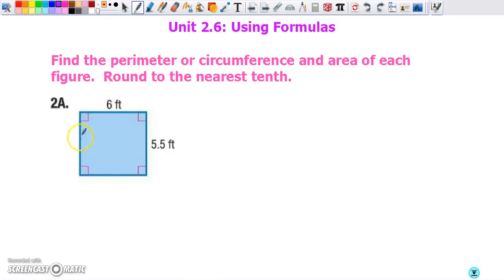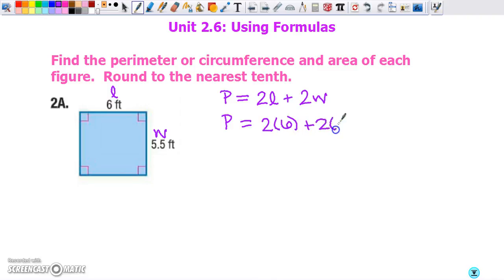So here's our first example here. We have a rectangle, right? Some type of a quadrilateral anyway. So we're going to find the perimeter of this, and then we'll move into finding the area. So starting with perimeter, the perimeter formula is 2L plus 2W. And L is the length and W is the width. And these two are interchangeable. It doesn't matter what you use. So we get P equals 2 times 6 plus 2 times 5.5. And so your total perimeter then for this shape would be 23 feet.